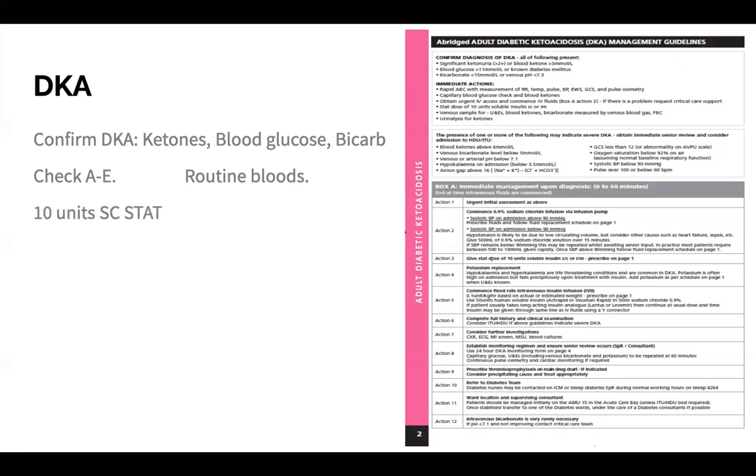The next step is to give 10 units usually of subcut insulin. It's important to check your local policy, but this is an example of a DKA guideline from a trust in the East Midlands.